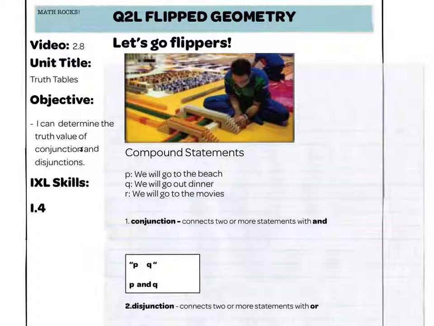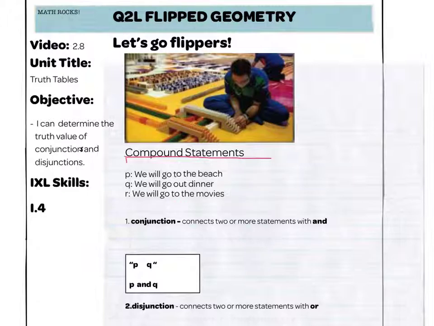So we want to talk about compound statements. We've been talking about conditional statements, but we haven't talked about compound statements. Compound statements are when you actually have two statements joined together. So here are three statements. P is we will go to the beach. Q is we will go out to dinner. And R is we will go to the movies. Please make sure you're writing these down.